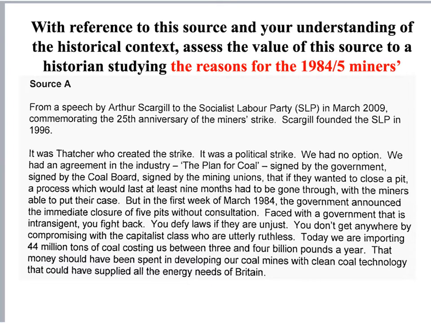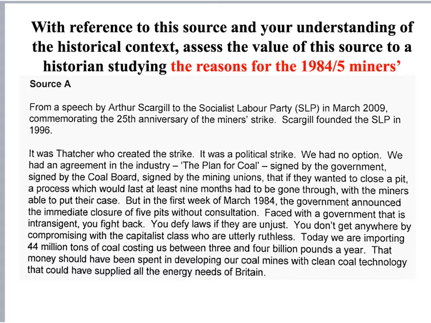As you can see in front of you, you've got a question from one of the exam papers a couple of years ago about the miners' strike, and you're being asked to use this source and your own knowledge to assess the value of this source to a historian studying the reasons for the 1984 to 85 miners' strike. So in a way, you've got to take the position of a historian. You're writing a book about the miners' strike, specifically the reasons for it, why it happened, and you're assessing how useful this source is to you if you are writing that book about the reasons for the 84 to 85 miners' strike. That's the first thing to notice, the tail end of the question here.